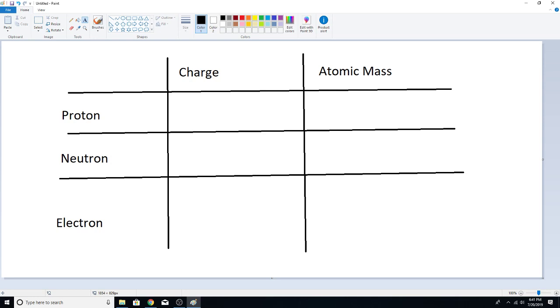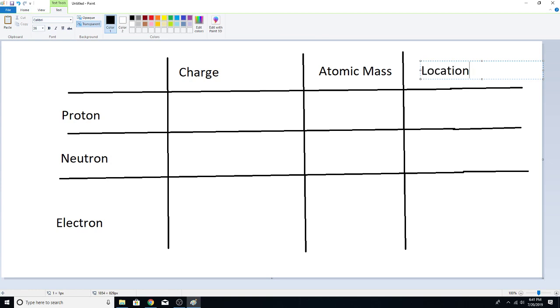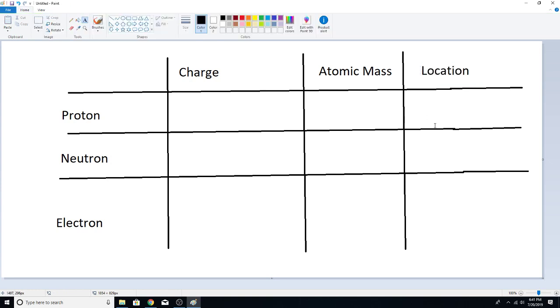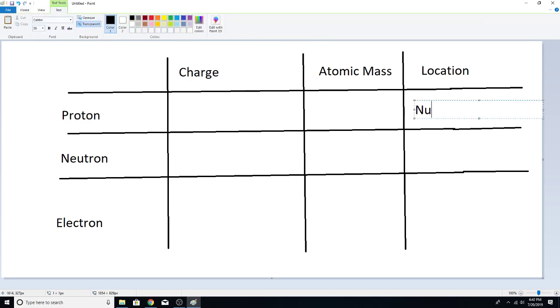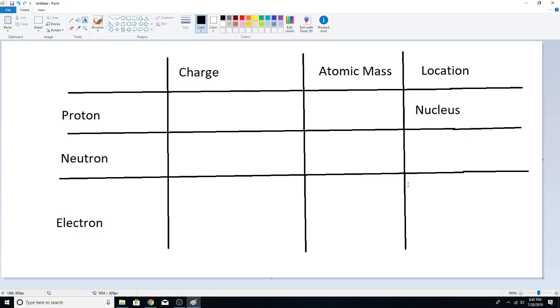Now, the proton is, remember, in the nucleus. So, actually, it'd be good to have a new column: location. So I said it'll be in the nucleus, so we can put nucleus here. So the nucleus, remember, is the centre of the atom.